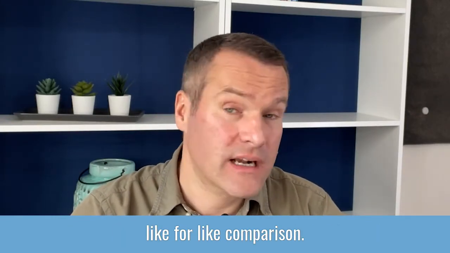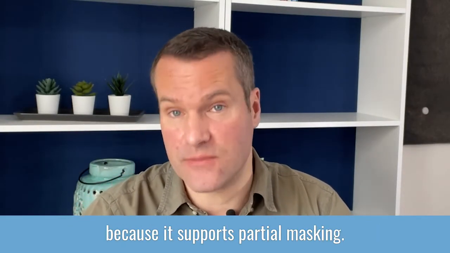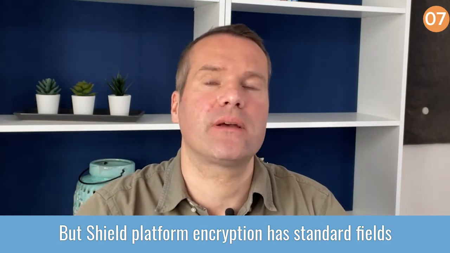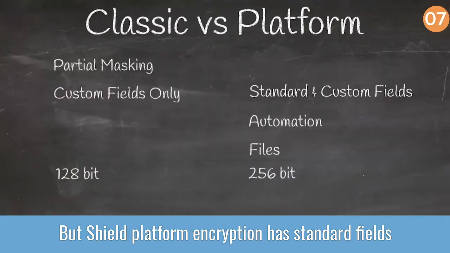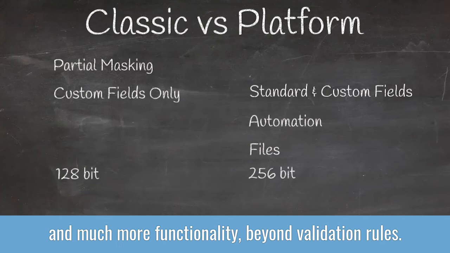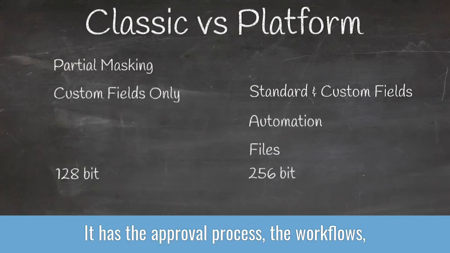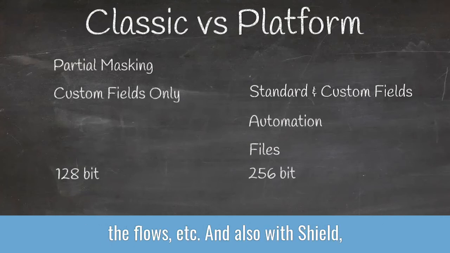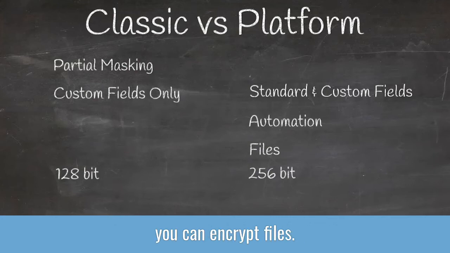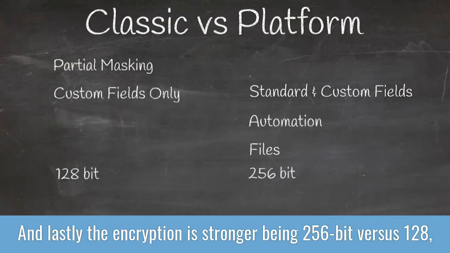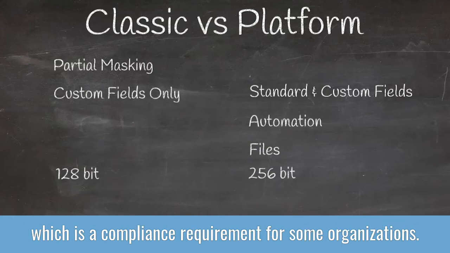like-for-like comparison. Classic scores 1 point on Shield because it supports partial masking, but Shield platform encryption has standard fields and much more functionality just beyond validation rules. It has the approval process, the workflows, the flows, etc. And also with Shield, you can encrypt files. And lastly, the encryption is stronger, being 256-bit versus 128, which is a compliance requirement for some organizations.